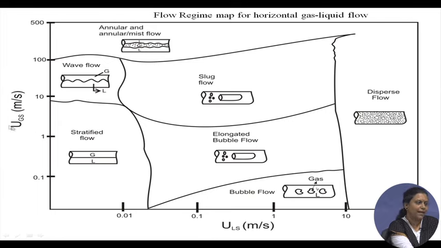As expected, at low gas and low liquid flow rates we have stratified flow, at high liquid we have dispersed flow, and at high gas we have annular flow. So, it has simply divided the entire two-dimensional region into areas dominated by different flow patterns.